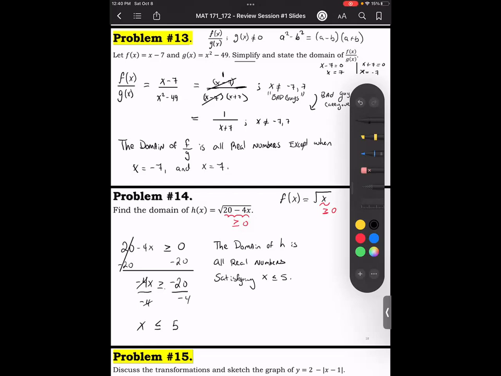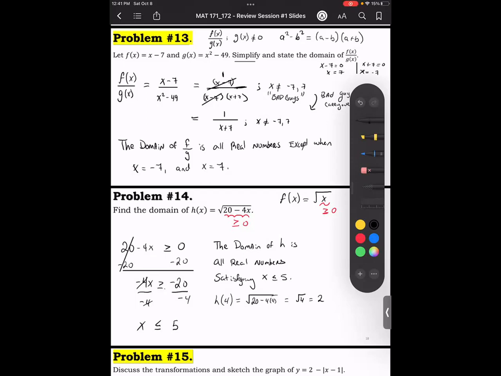In other words, if I plug in a value like 4, h of 4, that would have been the square root of 20 minus 4 times 4. That would have been 4 times 4 is 16. 20 minus 16 is 4. So the square root of 4 is 2. And that would have been good, right?